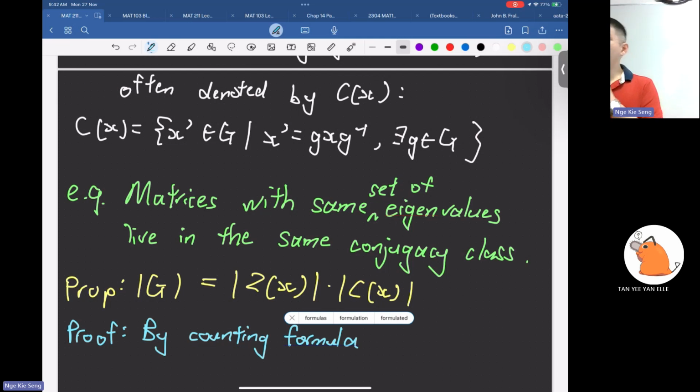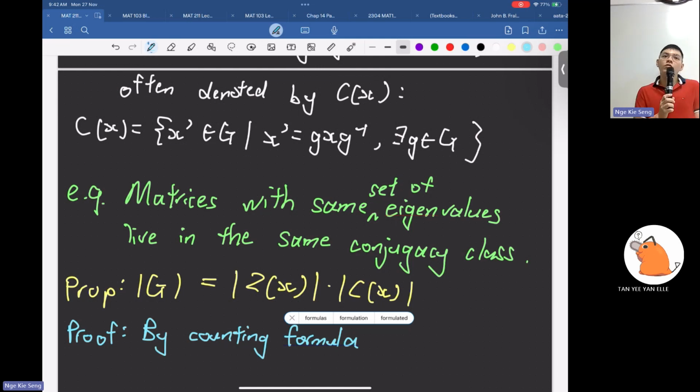So counting formula, what does the counting formula tell you? It tells you that the order of the group is the order of the stabilizer times the order of the orbit. Okay. And how do you get this counting formula? This is obtained from the orbit stabilizer theorem. The stabilizer forms a subgroup, so definitely the order of the stabilizer will divide the order of G.